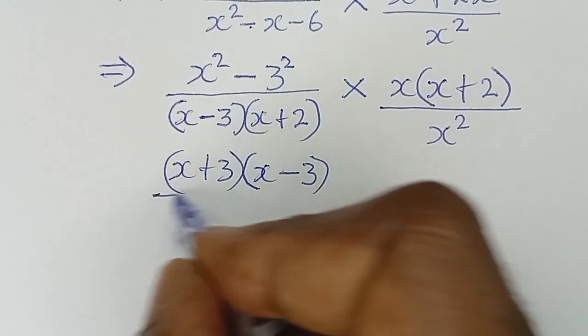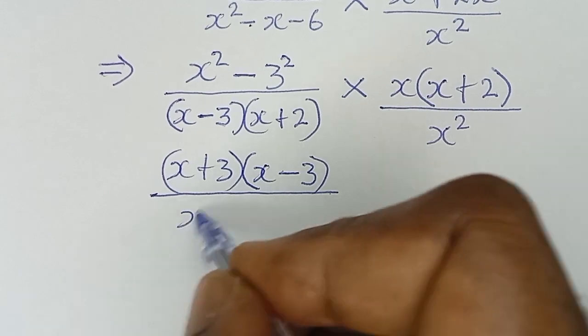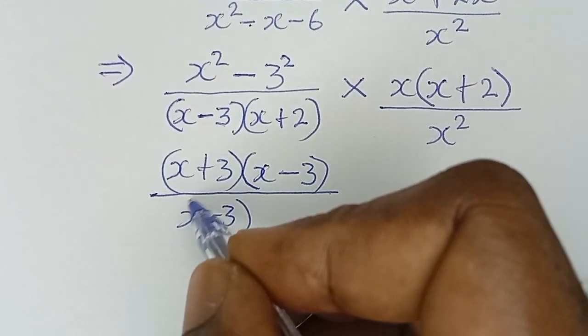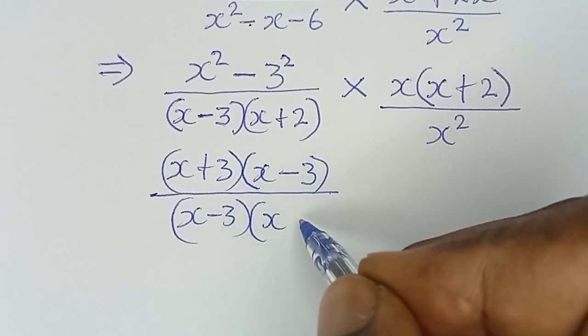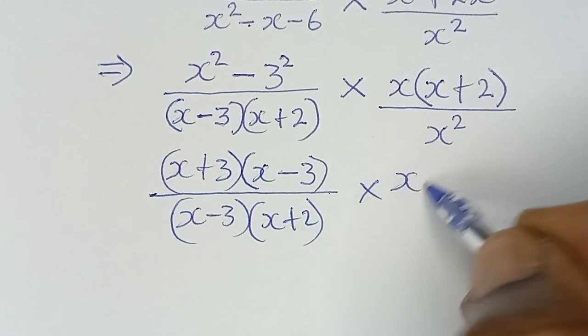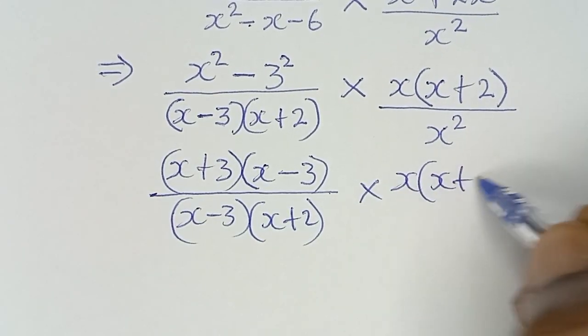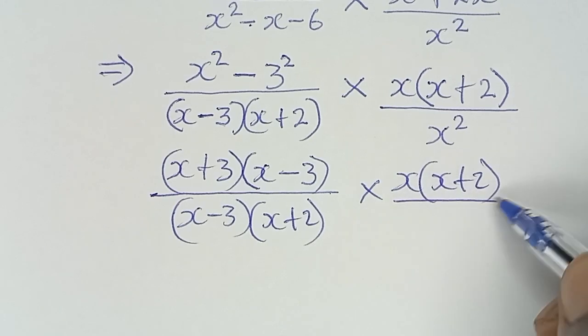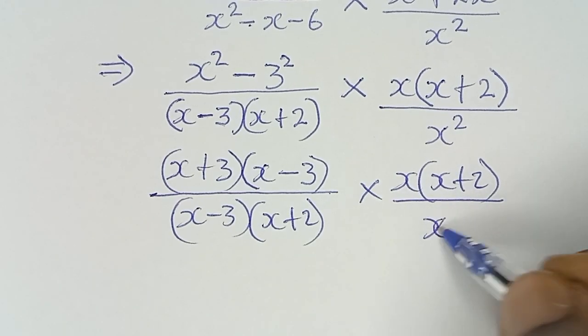And then all divided by (x minus 3) and then (x plus 2). And then multiply by x into (x plus 2), all divided by x squared.